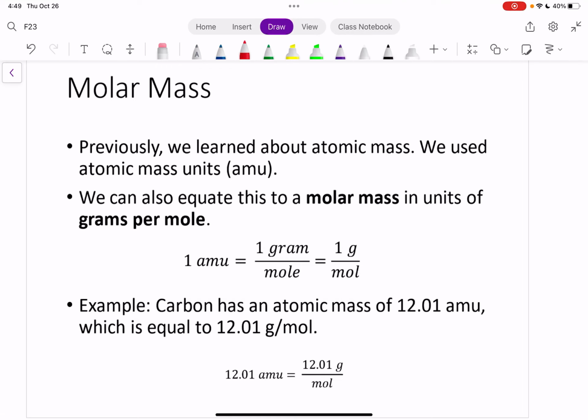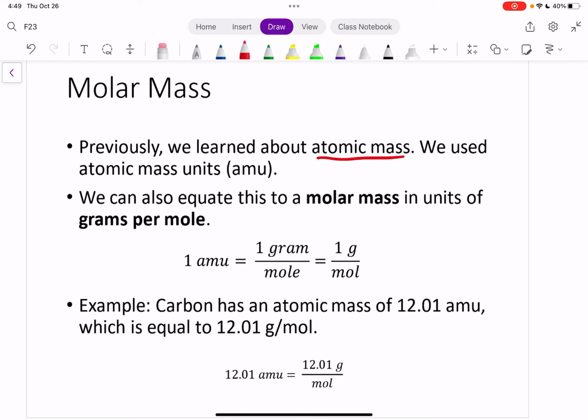In this video, we're going to continue talking about chapter 6, and specifically we want to talk about molar mass and mole to mass conversions. So previously we learned about something called atomic mass, and we said that we could find the atomic mass of any given element from the periodic table.